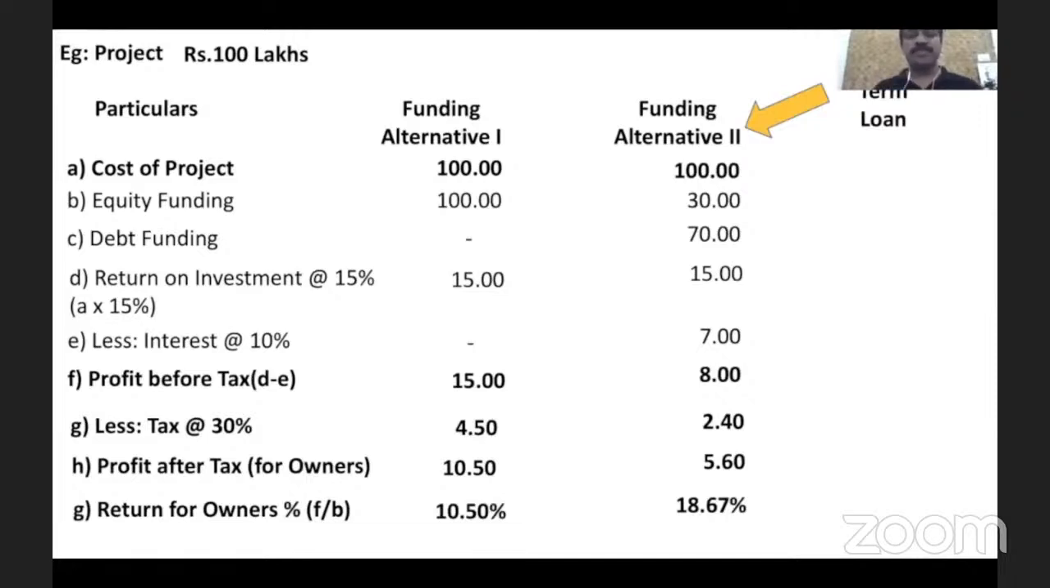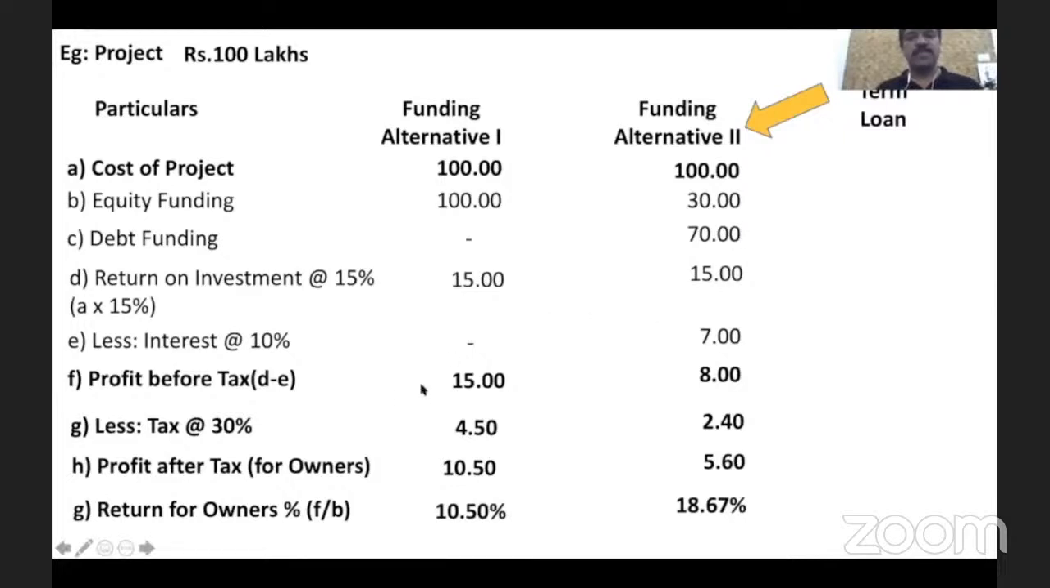See what happened here. Here, the presence of debt helped this organization to have more return on investment for the owners. Because the same project, same assets, what has undergone a change is only the funding pattern, right? Here it was fully funded by owners' money, but here it was partly funded by owners and a major portion by the bankers, or say the lenders.